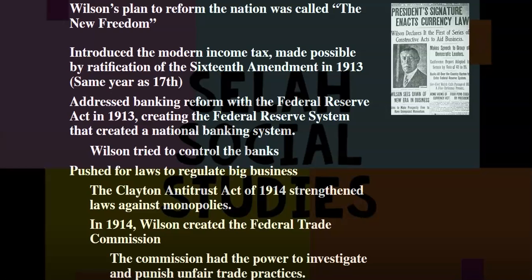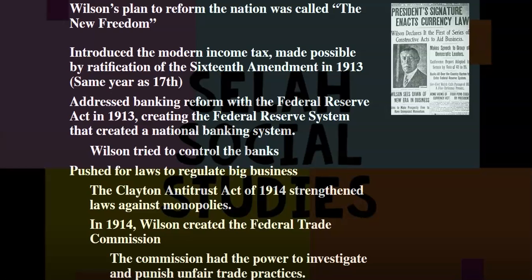President Woodrow Wilson had his own domestic reform plan that he put into place called the New Freedom. It was Wilson that introduced the 16th Amendment of graduated income tax in 1913, the same year that he passed the Federal Reserve Act, which created a national banking system.